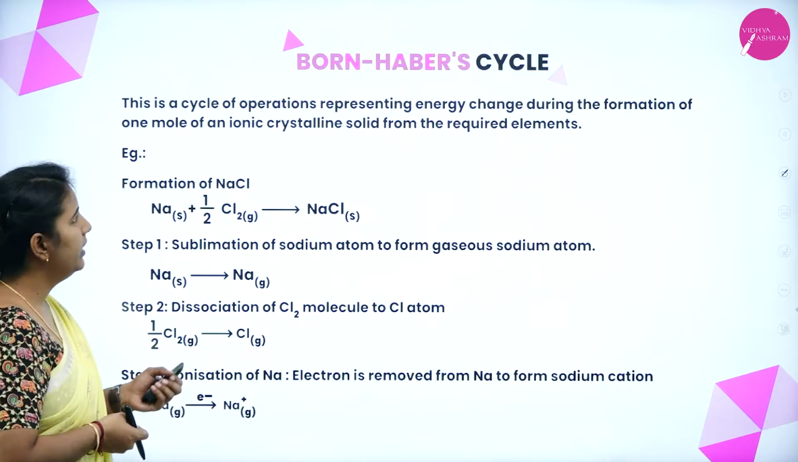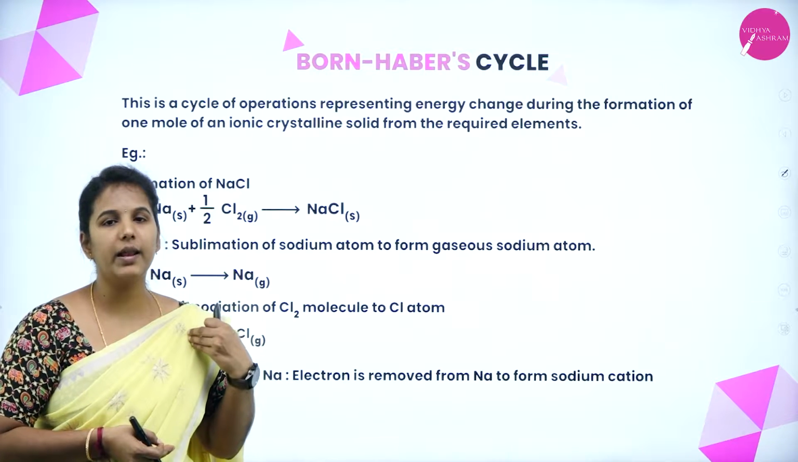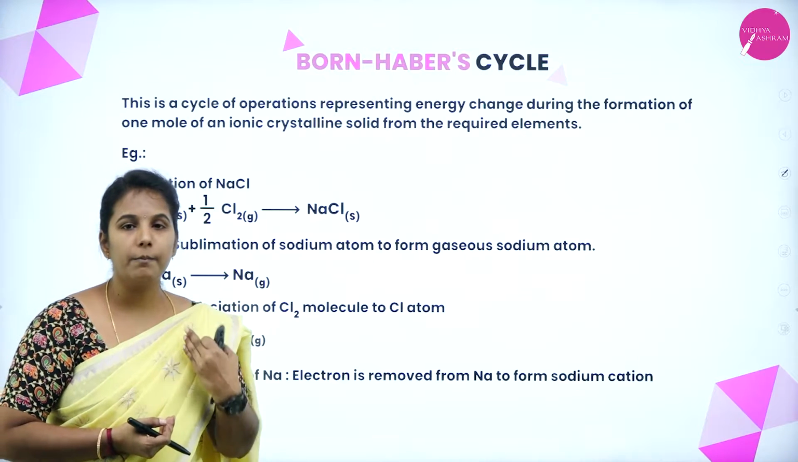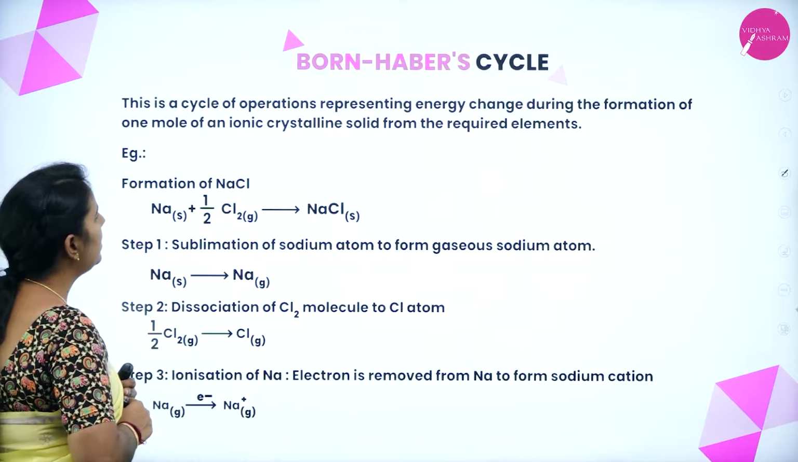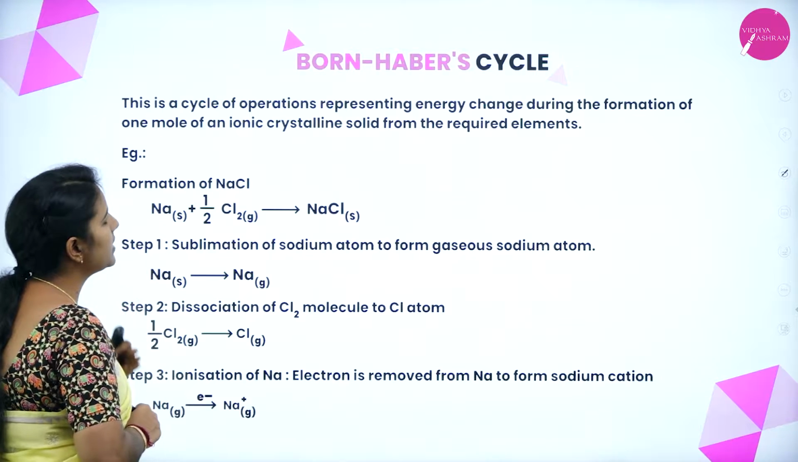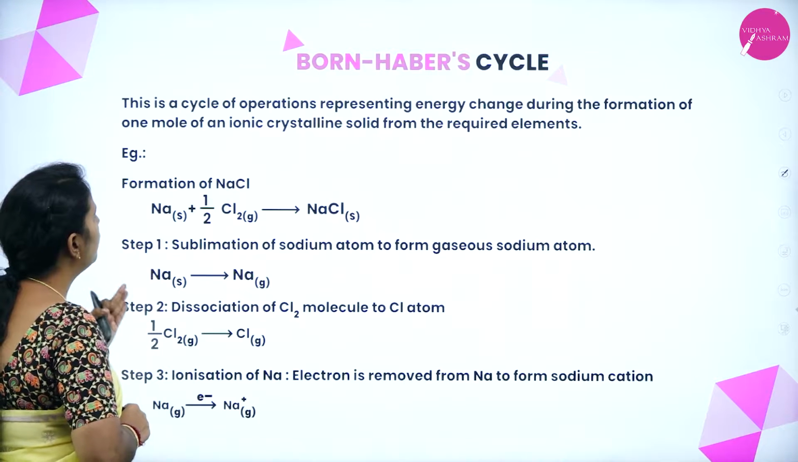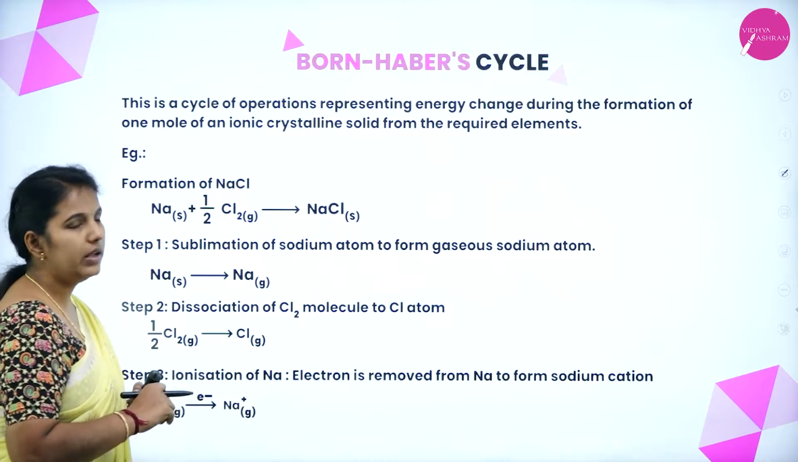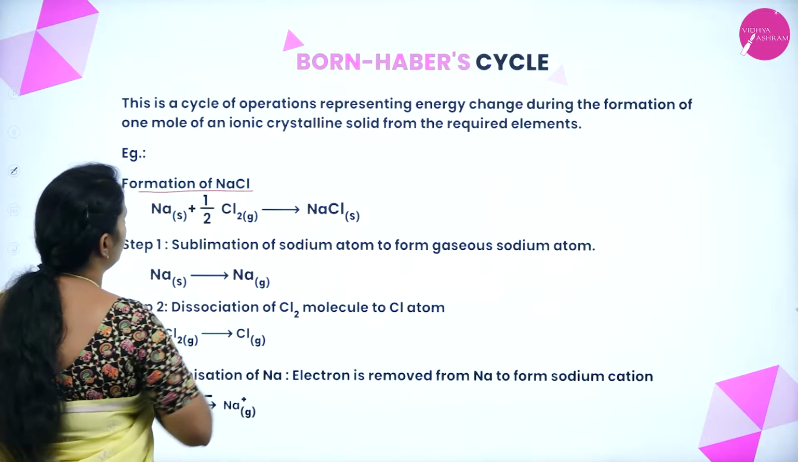So, these are the conditions which favor what? The ionic bond. Next, we'll see what the Born-Haber cycle is, and how we can predict the formation of sodium chloride by using the Born-Haber cycle. Let us understand now. It is a cycle of operations representing the energy change during the formation of 1 mole of an ionic crystal solid from the required elements. Here, I have taken the formation of sodium chloride.